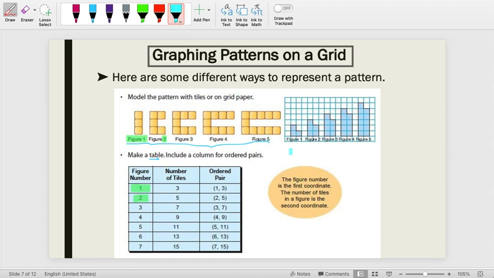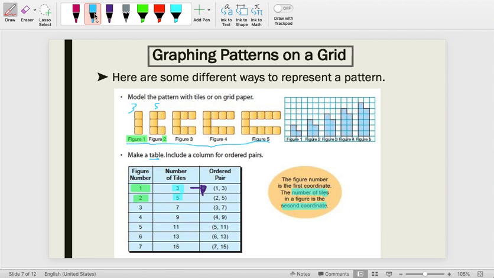The number of tiles is going to be your second coordinate or your output value. So we can count them. We have 3 tiles here, which means that we should have 3 underneath the 1, right? For the 2, we have 5 tiles. So for figure 2, we should have 5. And so on and so forth. And once again, we can write this as an ordered pair.